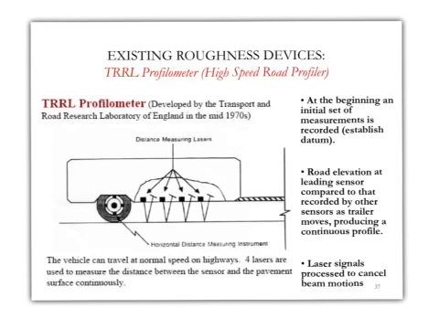As you could see here, those are the sensors measuring distances, laser sensors, and here we are measuring the horizontal distance with a measurement instrument. The vehicle can really travel at normal speed on highways. There are 4 lasers used to continuously measure the distance between the sensor and the pavement surface.